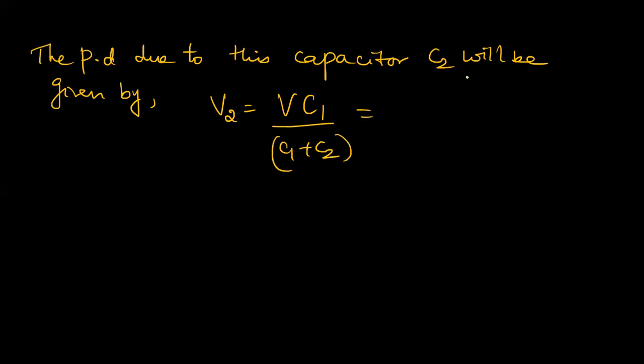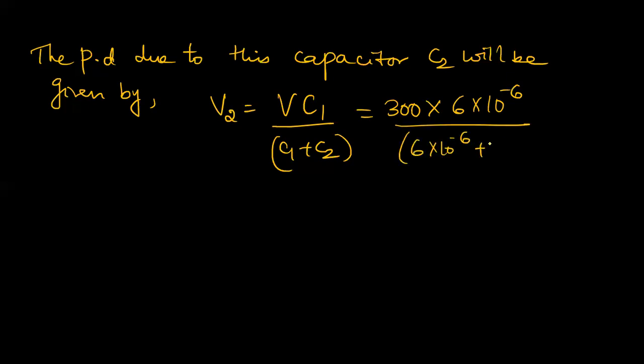So V was the initial one which was given to us, that was 300. C1 which was given to us, 6 microfarad, 6 into 10 to the power minus 6, divided by 6 into 10 raised to minus 6 plus 3 into 10 raised to minus 6. So when you solve this, you get V2, and that V2 will be equal to 200 volt. For this V2, now find the energy which is stored.